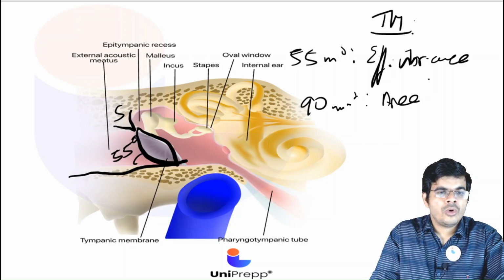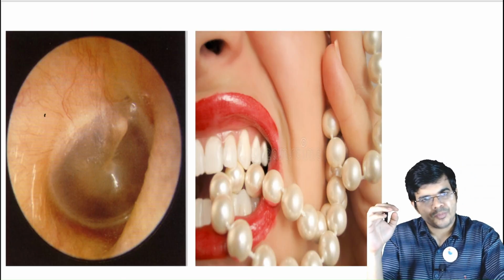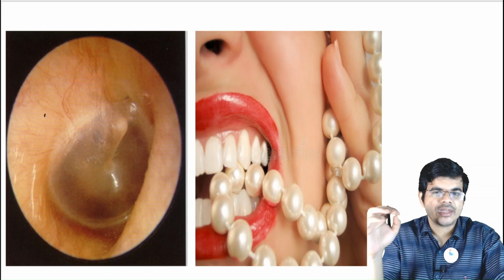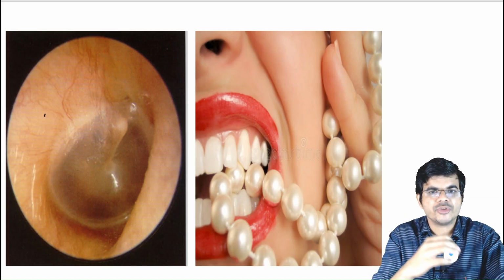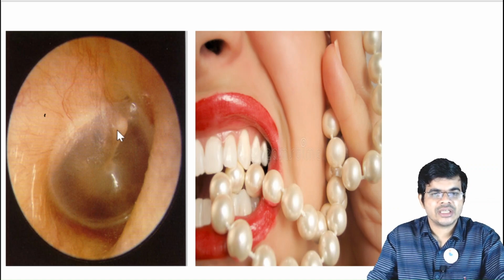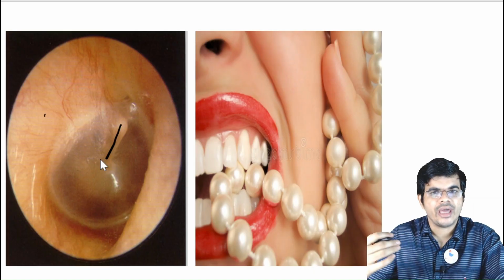Okay, now what are the features of tympanic membrane that you have to know? The tympanic membrane is pearly white in color, as you can see here, and it is semi-transparent. Because of that, you will be able to see the handle of malleus, which is lying just beside it. Okay, just medial to it, you have the handle of malleus attached to the tympanic membrane.